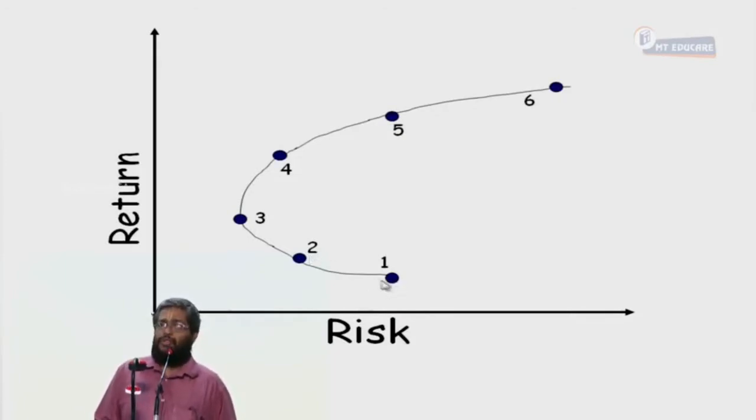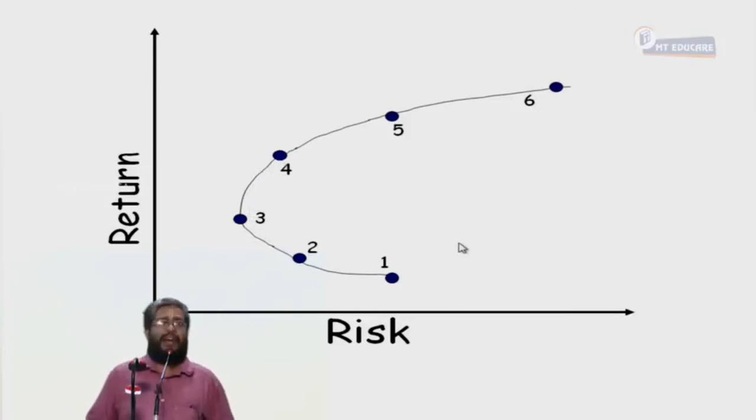That means we can say security 1 gives you some return and risk. For portfolio 2, the return increases. How do you know the return increases? It is moving upwards. But the risk is decreasing, and I am moving leftwards. For point number 3, the return further increases and the risk further decreases. Then onwards, the return increases, but the risk also increases.